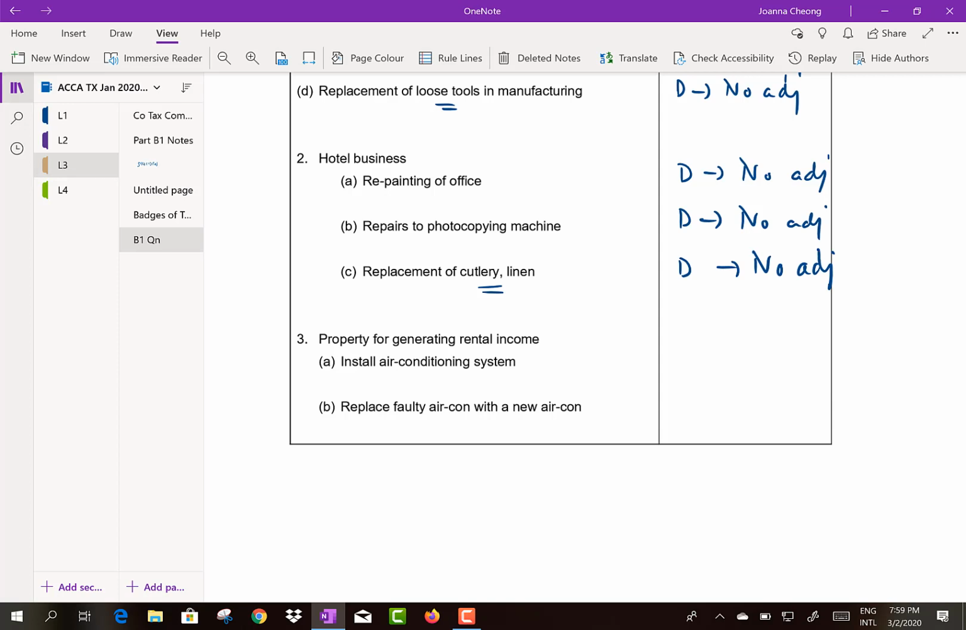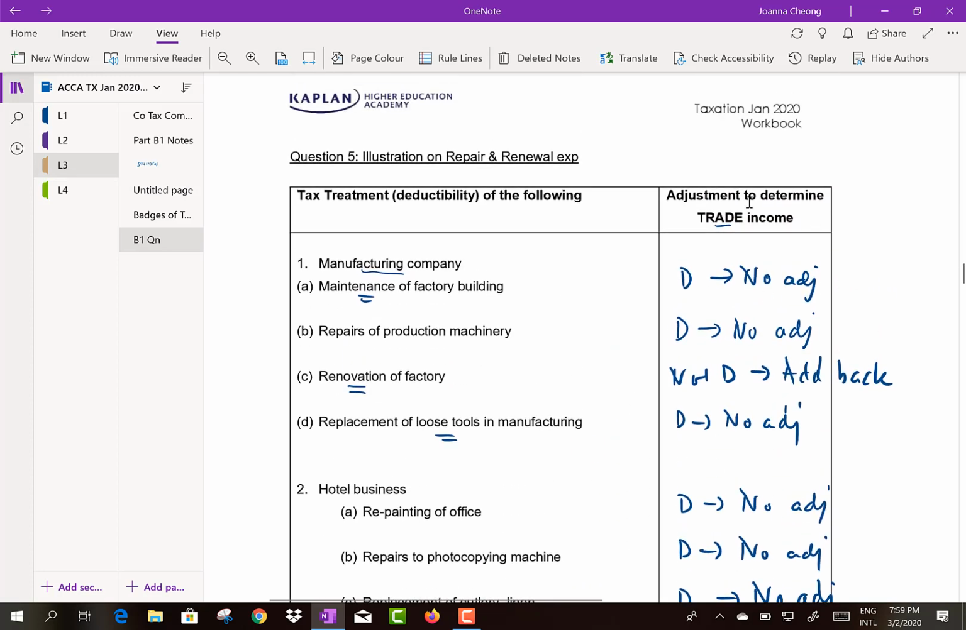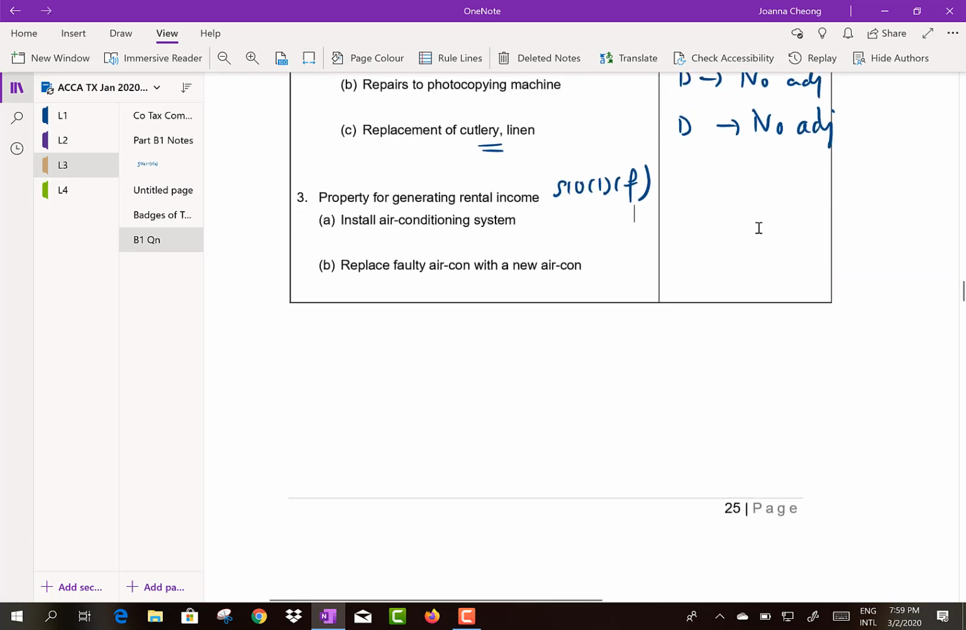Okay, property for generating rental income. It is a 10(1)(f). So remember, we're trying to find out whether these expenses are deductible against your trade or not. Okay? You install aircon, you replace 40 aircon, all these are not deductible because it is not for the purpose of earning your trade income. So it's not deductible, you have to add back against your trade income. Alright?